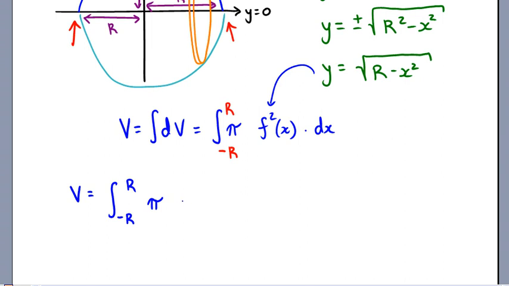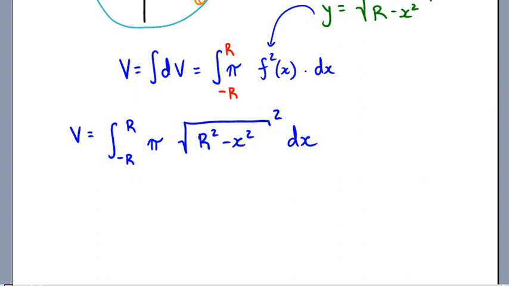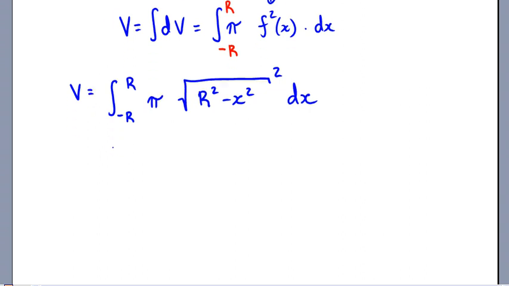And now the function. Well, the function itself looks a little intimidating because it's got this square root to it. R squared minus x squared. But here's the good news. You're going to take that function, and according to the story, you're going to square it, right? Because you have to go radius squared and then dx. So you're actually going to be squaring a square root. That's kind of nice, right? It's actually just going to turn into a nice little simple honest function.